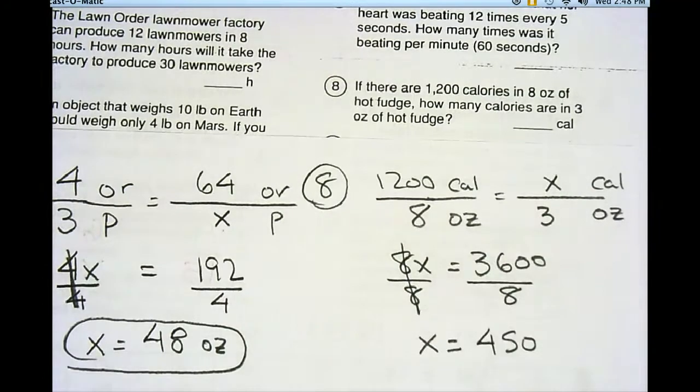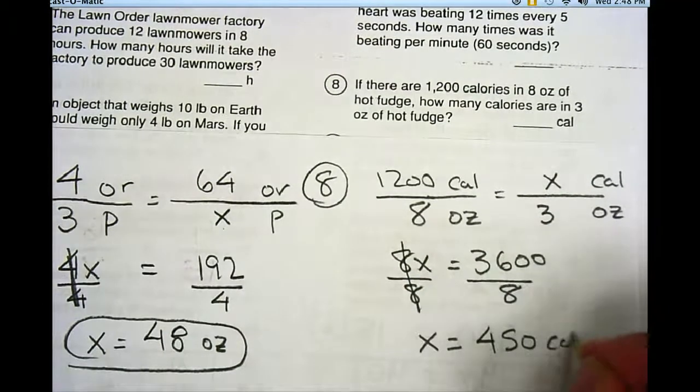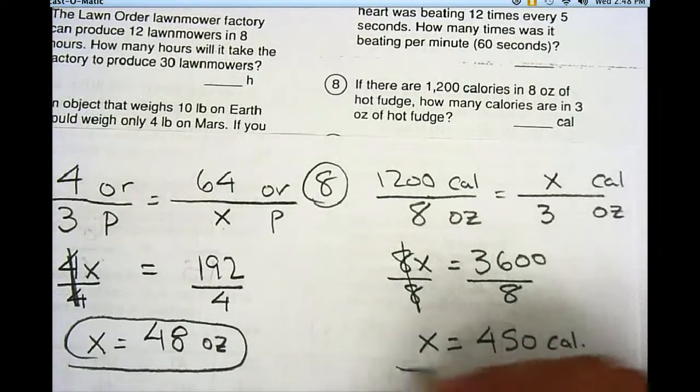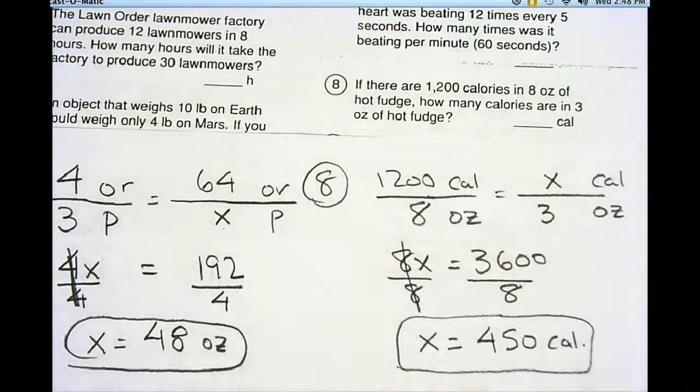So there's going to be 450 calories in 3 ounces of hot fudge. And that is how you solve proportions when you have word problems.